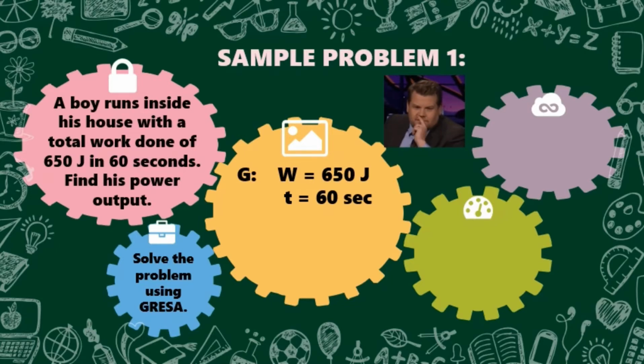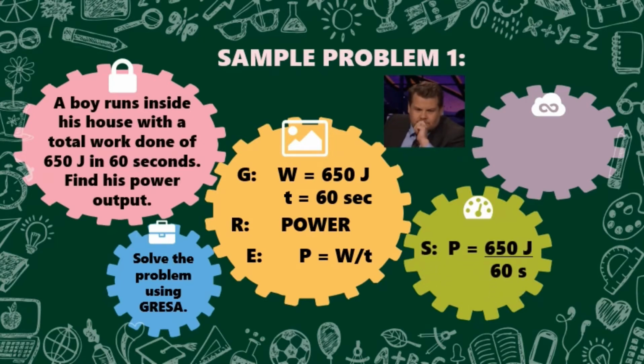Now, what is the required? Correct, that is power. How about the equation that we will use? Okay, very good. That is P equals W over T. Okay? So let us now have the solution. In the solution, we substitute the given. So P equals 650 joules over 60 seconds. So anong gagawin natin dito? We are going to divide. Very good. So the answer will be 10.83 watts. Understood? So again, paano natin nakuha si 10.83? We divided 650 by 60.